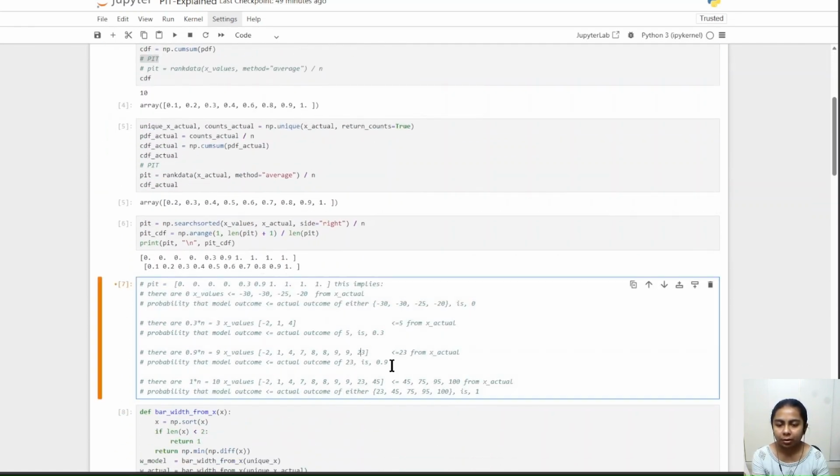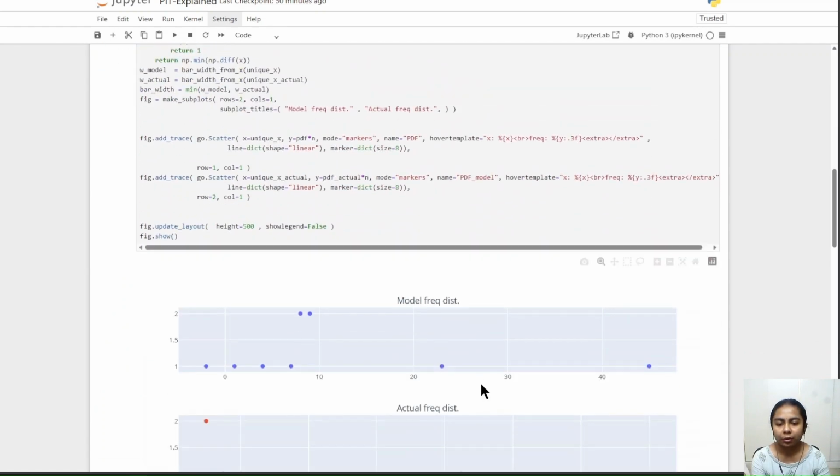And similarly, there are 9 outcomes that are less than or equal to 23. So the probability is 0.9. That is, 9 out of 10 times the model outcome is less than 23. That is the actual here. And when the actual outcome is 45, 75, 95 and 100, 100% of the time the model outcome is less than these numbers.